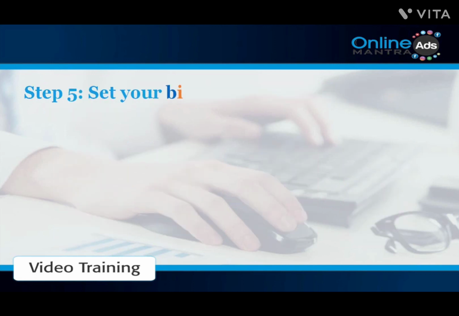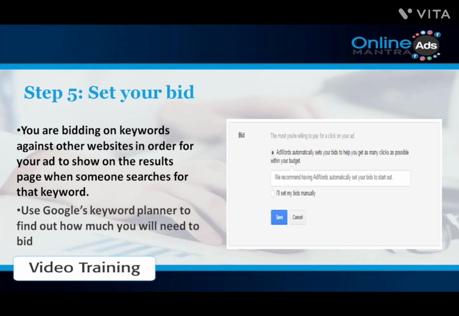Step 5. Set your bid. You are bidding on keywords against other websites, in order for your ad to show on the results page when someone searches for that keyword. Use Google's Keyword Planner to find out how much you will need to bid.